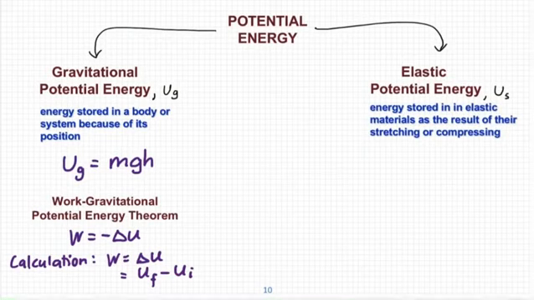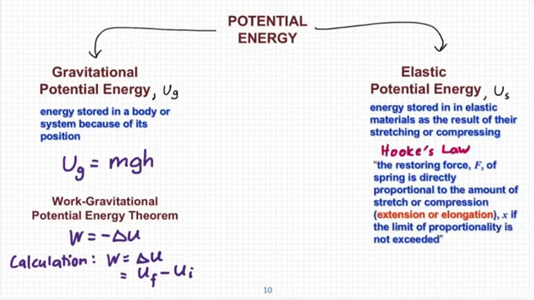The next type of potential energy that we will learn is elastic potential energy, US. It is the energy stored in elastic materials as the result of their stretching or compressing. But before we can get the equation for elastic potential energy, we should look at Hooke's law first. Hooke's law states that the restoring force F of a spring is directly proportional to the amount of stretch or compression, extension or elongation, X, if the limit of proportionality is not exceeded.